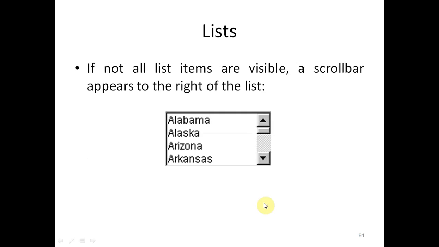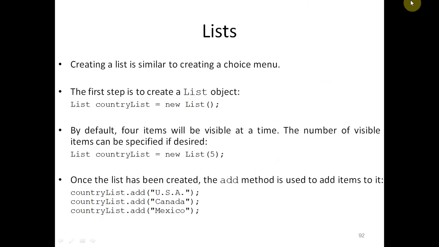You can see here, this is another type of list box. Suppose we have more elements than the size of this list area, then automatically it will display the scroll bar. If not all list items are visible, the scroll bar appears at the right of the list. So by using this scroll bar, we can scroll the list and find the selected items accordingly.